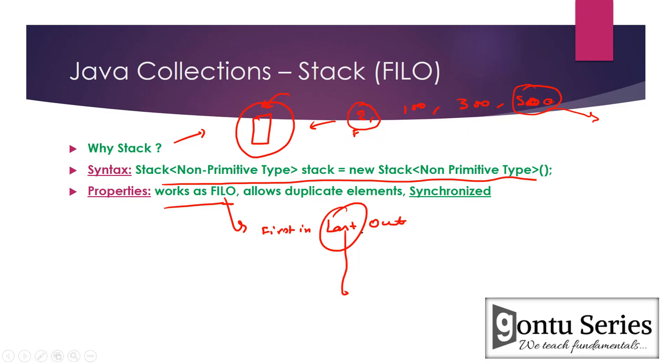Whatever you include first is allowed to be taken out in the end, at last. Alright, so this is what FILO means. And this allows duplicate elements and is synchronized. The way Vector is synchronized, same way Stack is also synchronized. Now what does synchronized mean? We're going to look at that in the sessions for the Java threading framework.